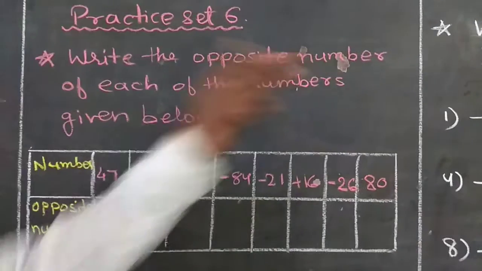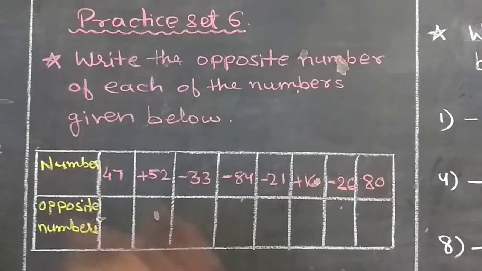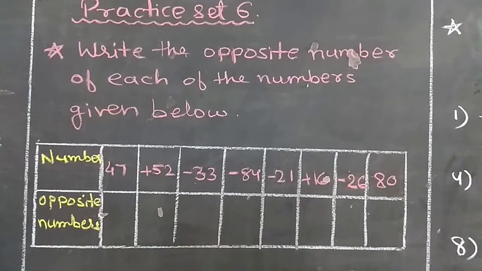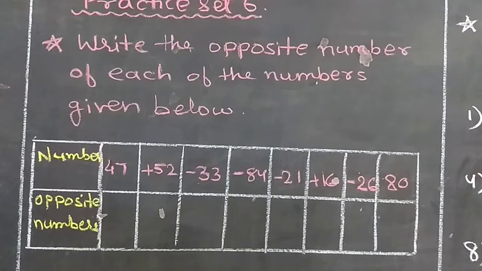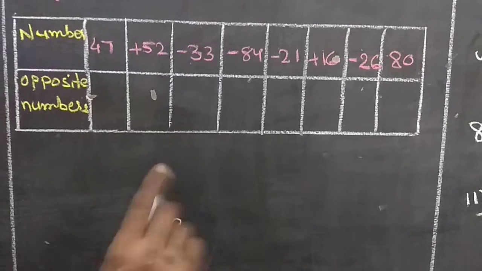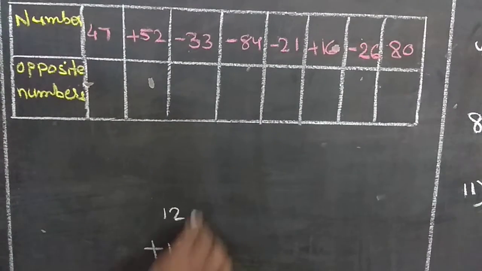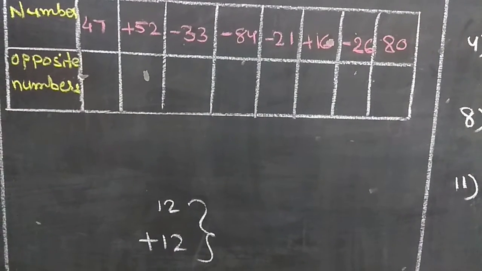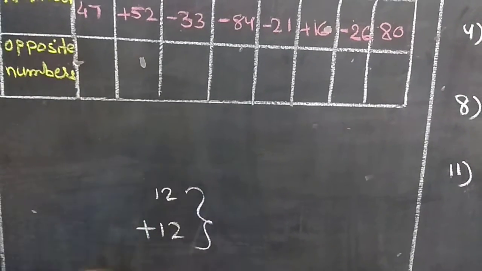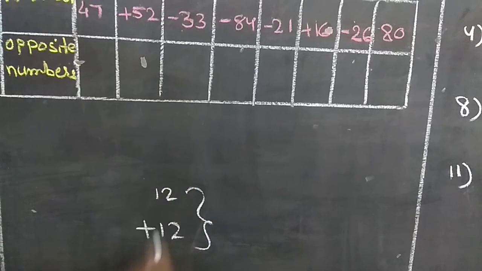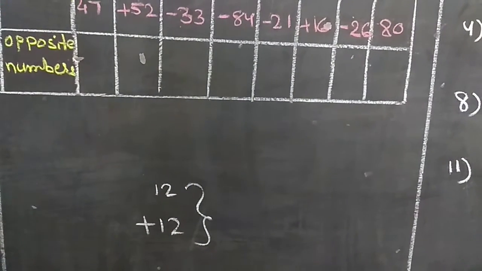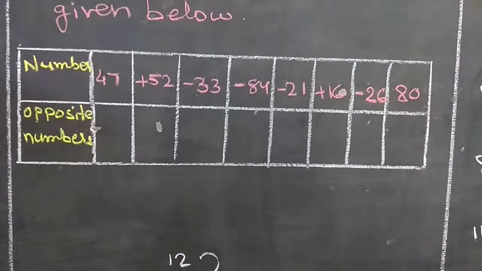Write the opposite number of each of the numbers given below. You have to just write down the opposite of the given number. Let me clear one thing. If I write 12, it is positive 12, and if I write plus 12, both are one and the same. Sometimes we denote the plus sign, and even if we do not write the plus sign and just write 12, both are one and the same.